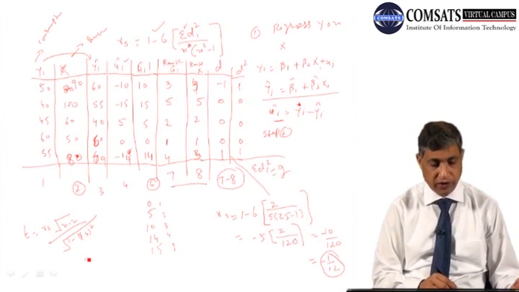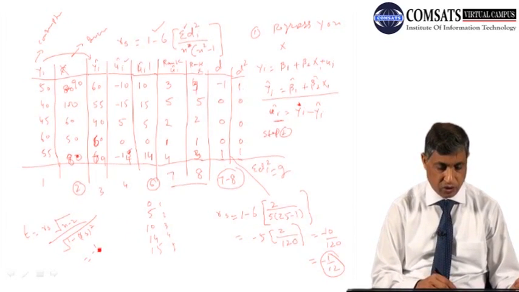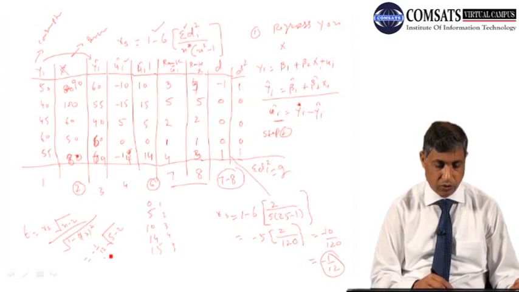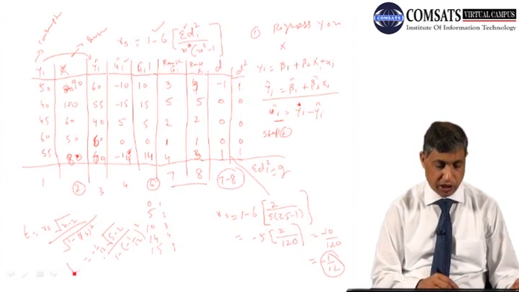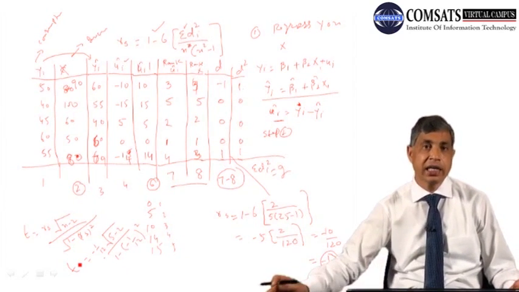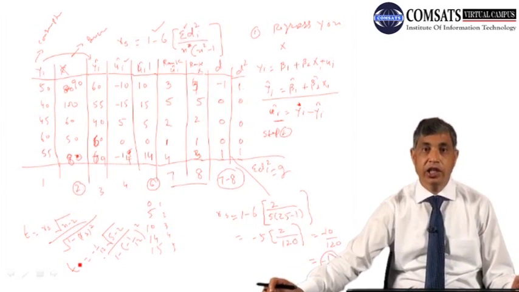So now substitute the value. What is the RS? Minus 1 over 12, into the square root of n minus 2, which is 5 minus 2, divided by 1 minus 1 over 12 whole square. So this is equal to T. Now I will not estimate this again; it will be your responsibility to calculate.